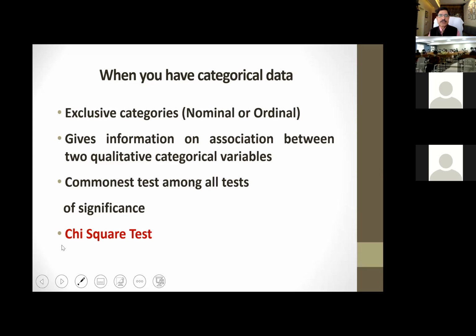So here, association between two qualitative categorical variables, the commonest test among all tests of significance is what is called the chi-square test. And again, I am not going to tell you how you do the test.